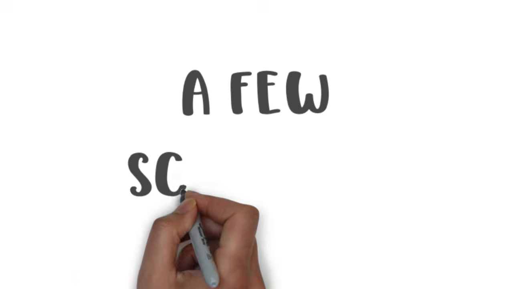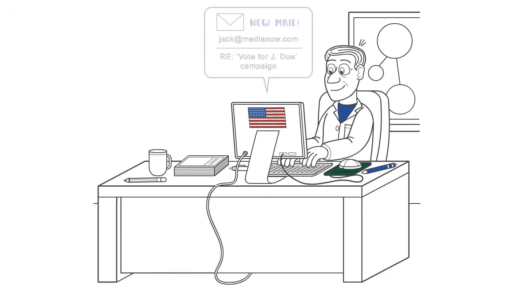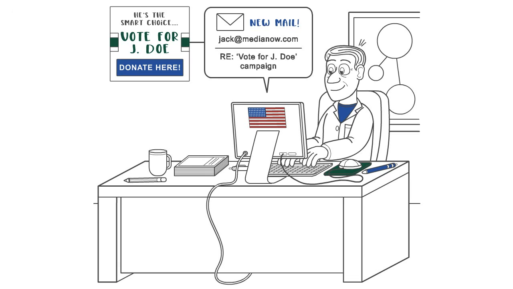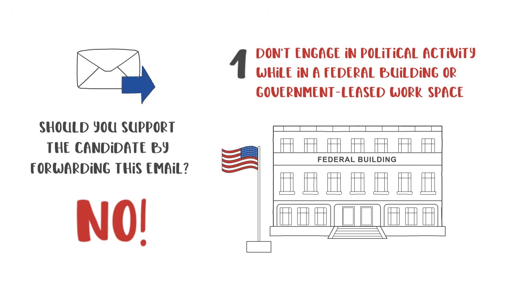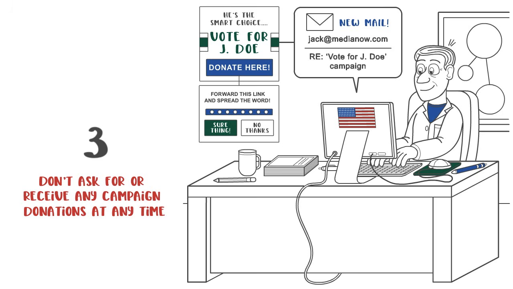Let's test your understanding with a few scenarios. Scenario 1. You're an employee at work and you receive an email on your official government email account. The email requests a contribution to a political candidate and it contains a direct link to the candidate's donation page. The email also asks you to forward it to others. Do the rules allow you to support the candidate by forwarding this email? The answer is no. You'd be engaging in political activities while in a federal office, and you would violate the fundraising ban by forwarding the political email.